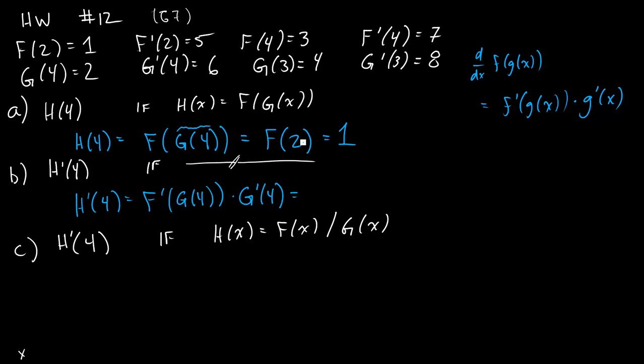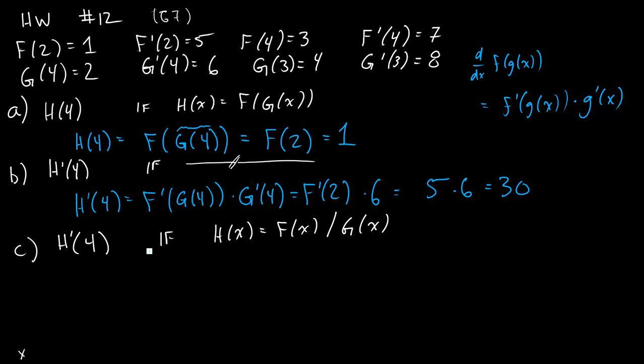And so we're just going to come up to the table and look everything up. So we know g prime of 4 is equal to 6, and we know that g of 4 is equal to 2. So that's f prime of 2. Instead of g of 4, I'm writing 2, times 6, and f prime of 2 we can see is 5. So we get 5 times 6, which is equal to 30.